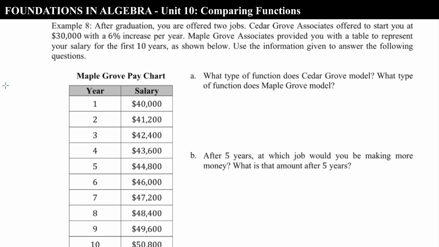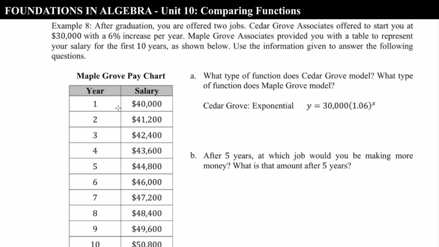What type of function does Cedar Grove model? And what type of function does Maple Grove model? So Cedar Grove, since we're increasing and we have a rate, which is our constant ratio, and a starting value, Cedar Grove is exponential and is modeled with this equation. Our starting value is 30,000. We're increasing at 6% a year, so you've got to keep the 100% of what you've already got, add another 6% to it, and that's what you get per year.